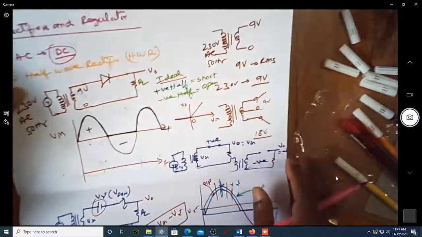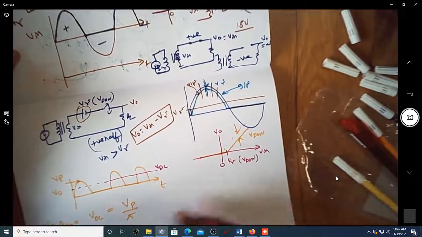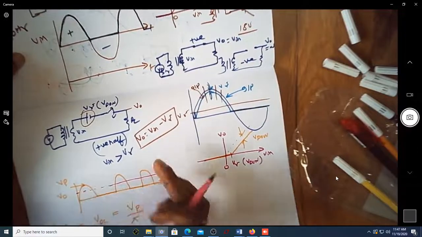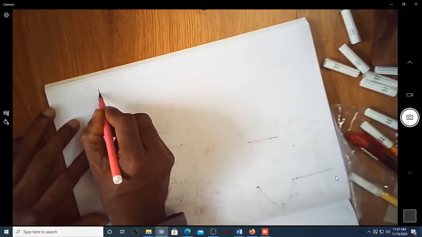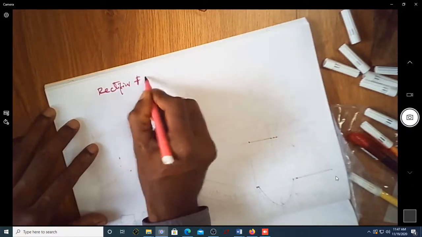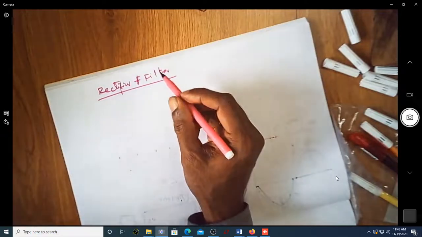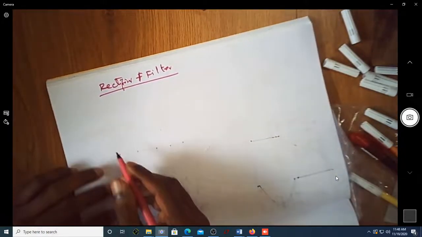I need some more extra circuitry so that I get a pure DC signal. I need to somehow ensure that whatever AC component you have in this pulsating DC has to be removed. That can be done using a filter circuit. So let us have a rectifier plus filter. As the name itself indicates, the filter is the one which filters the AC signal, the AC component in your output signal. I want to take out that AC component.